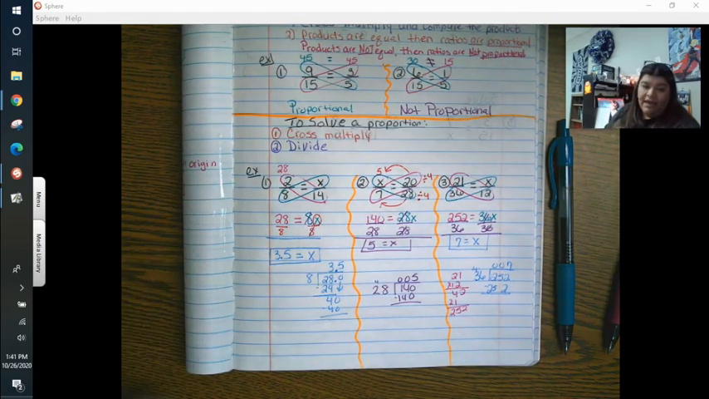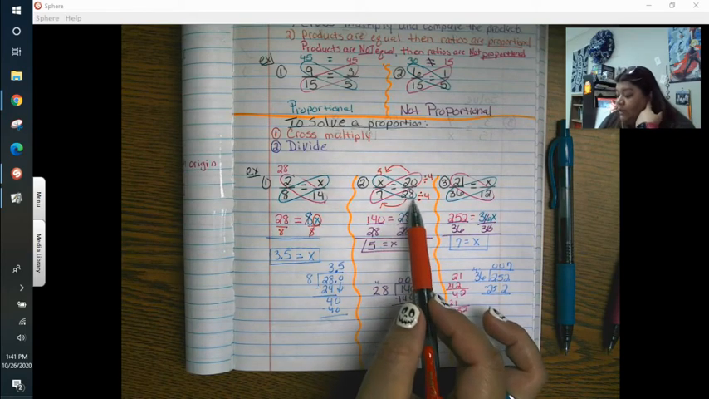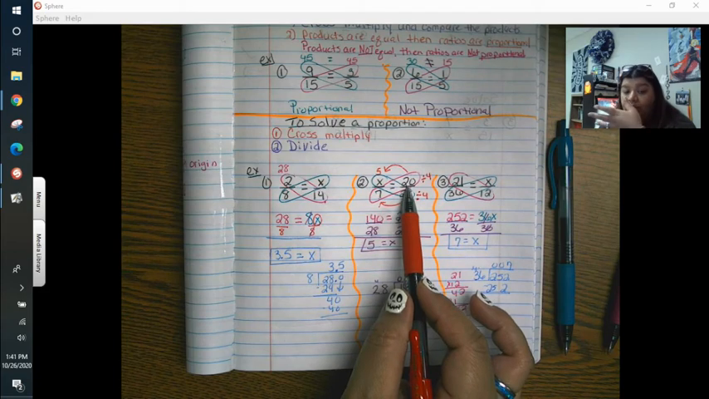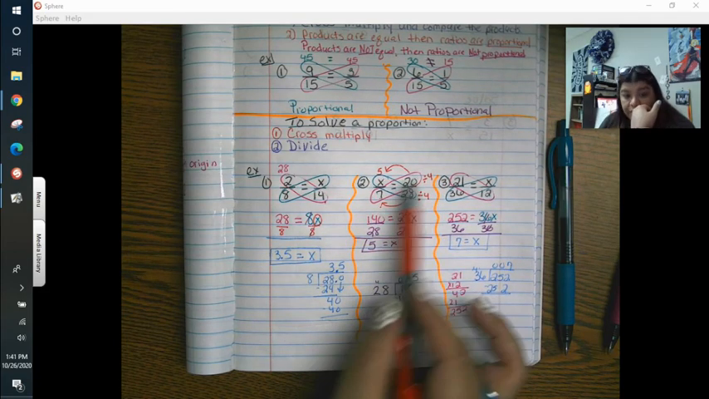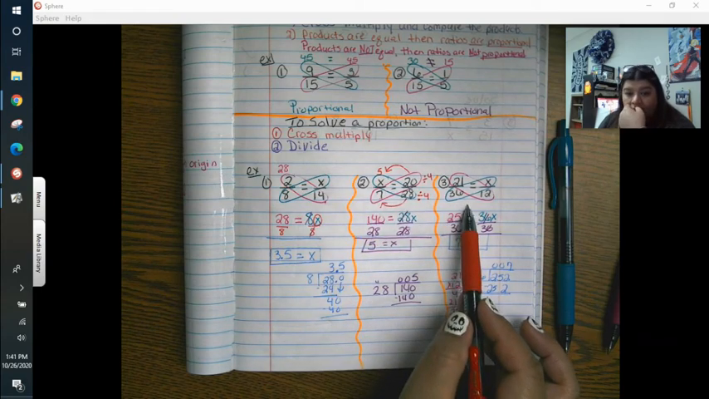But that's what I mean by it has to be the pretty numbers, okay? I can clearly see that 28 divided by 4 is 7. I do the exact same thing to the numerator here. 20 divided by 4 gives me my answer of 5. Okay? Try it on this one.